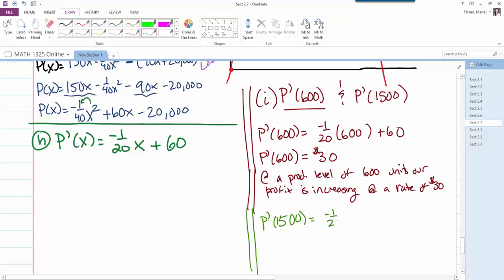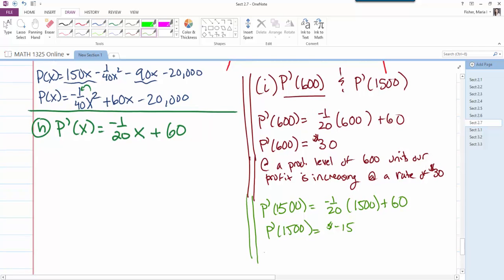Well, what about P prime of 1500? Well, that would be whatever negative 1/20th times 1500 plus 60 is. And that ends up being negative 15. So what does that mean?